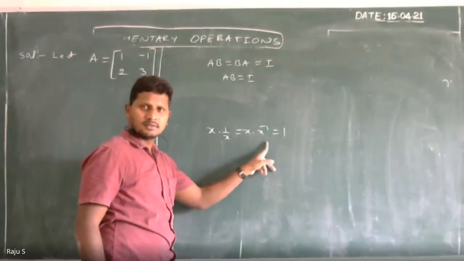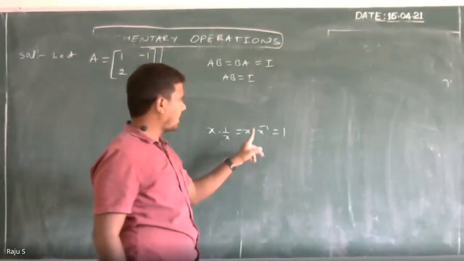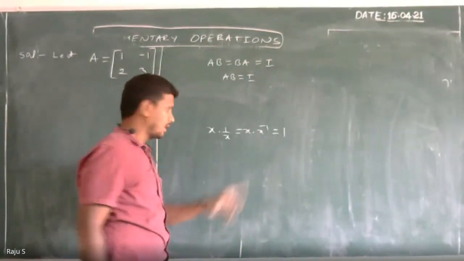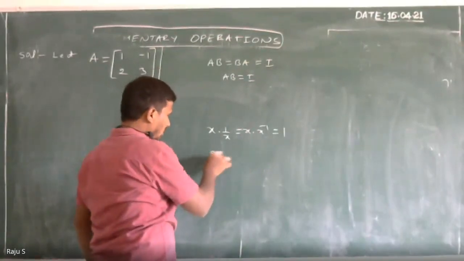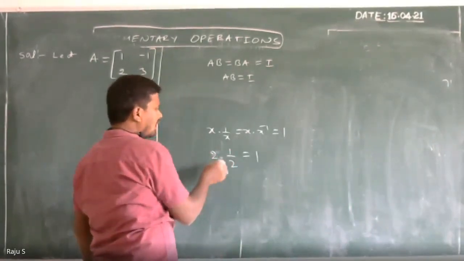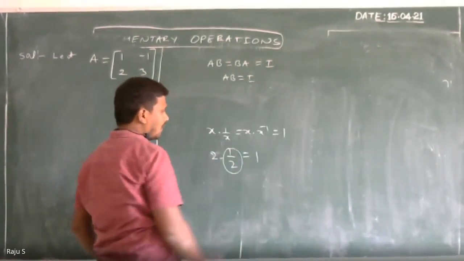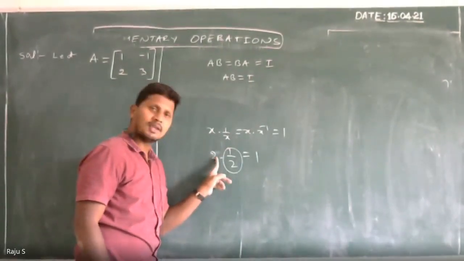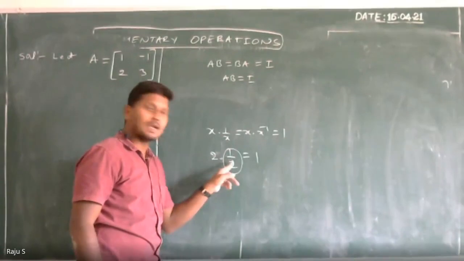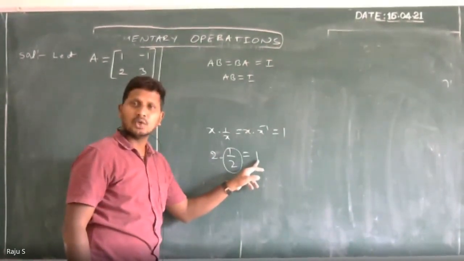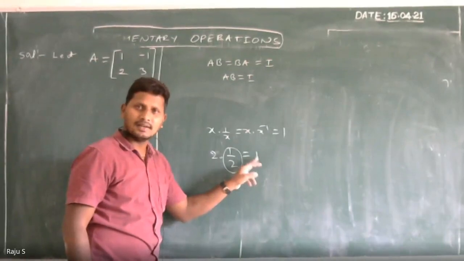X and x inverse, or x is inverse to x inverse, is the inverse of x. Nothing but 2 into 1 by 2 is equal to 1. So here 1 by 2 is the multiplicative inverse of 2, and 2 is the multiplicative inverse of 1 by 2, because finally the answer we get is the unit identity.